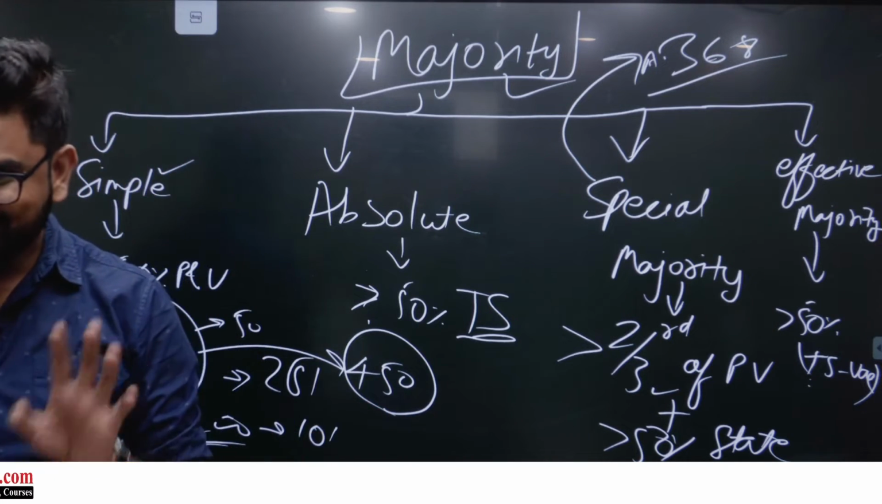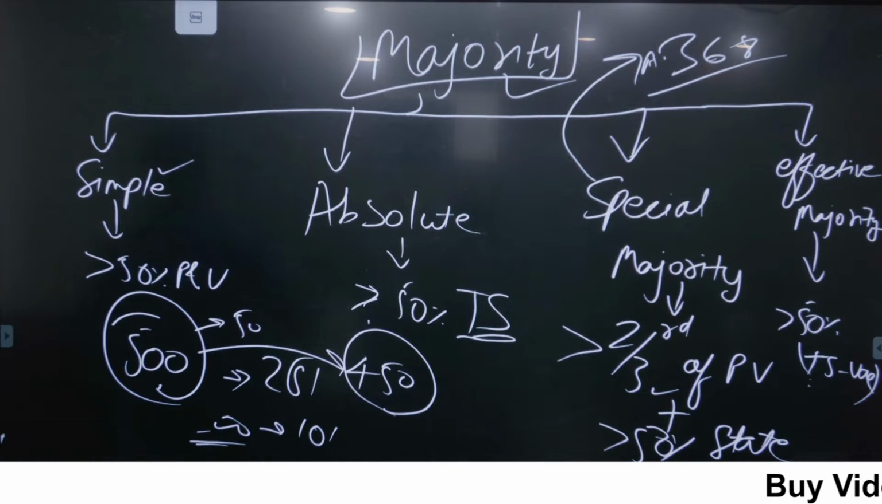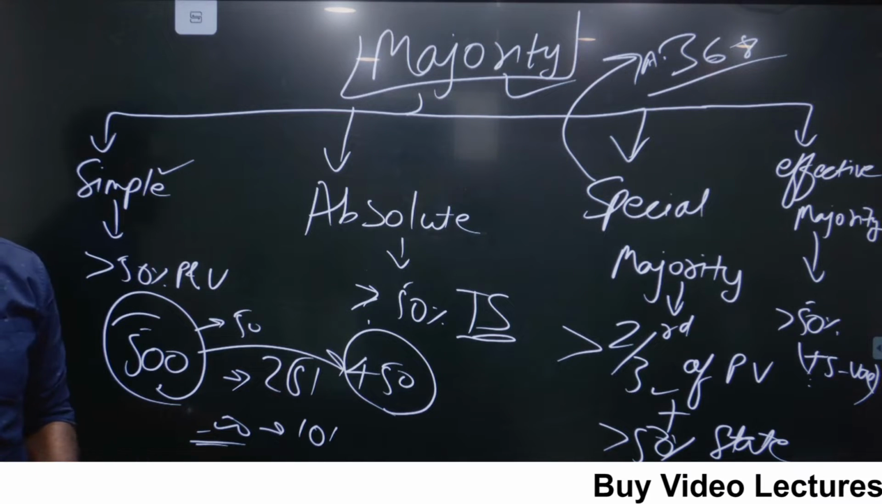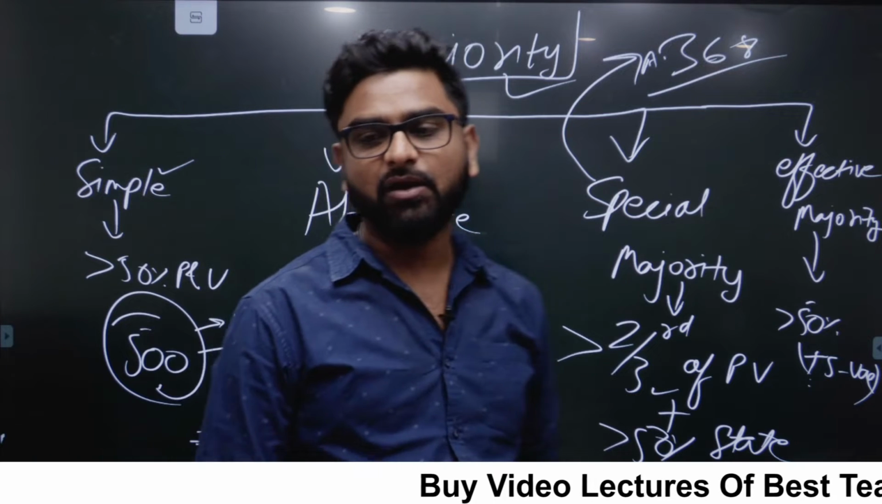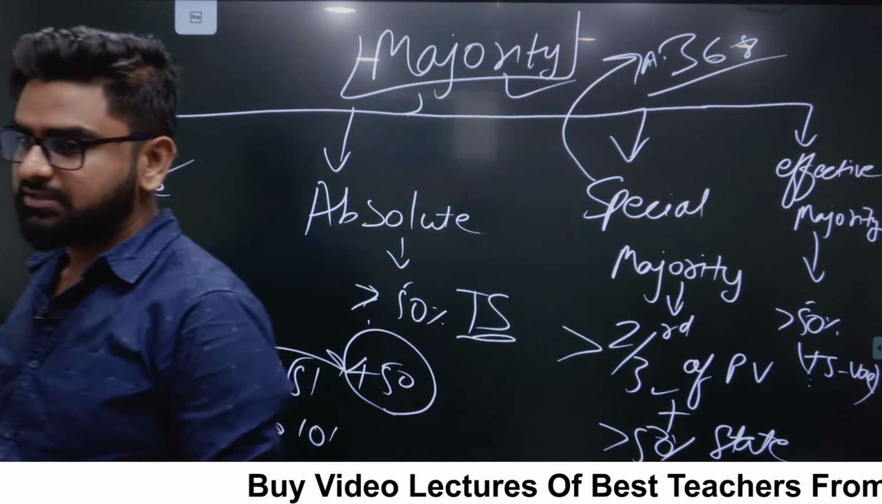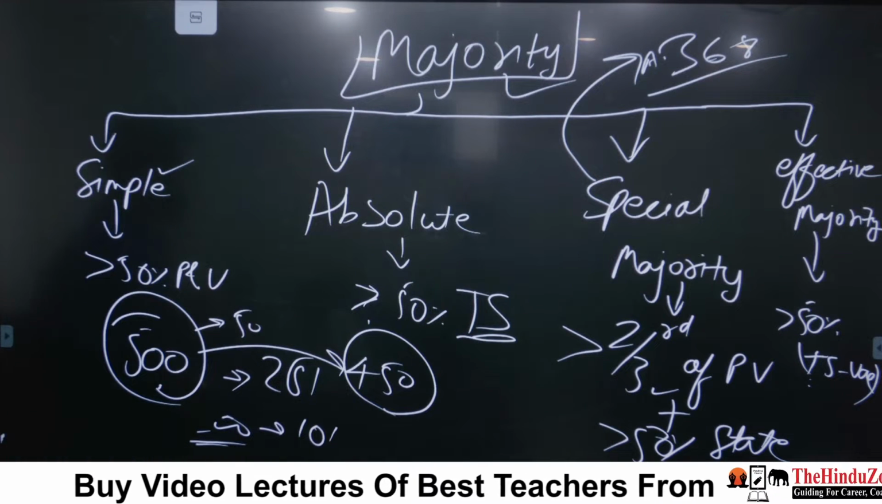Okay? Is it clear? Please write down. Again, if there is a confusion, we can go ahead. Okay? Please write down. The heading is Majorities.